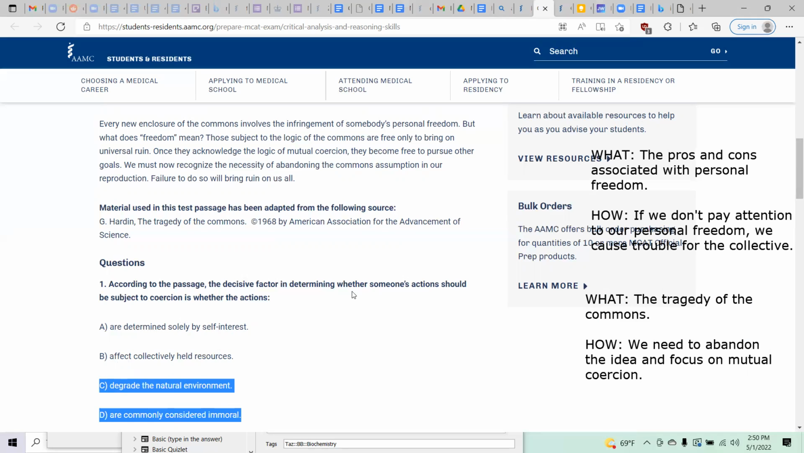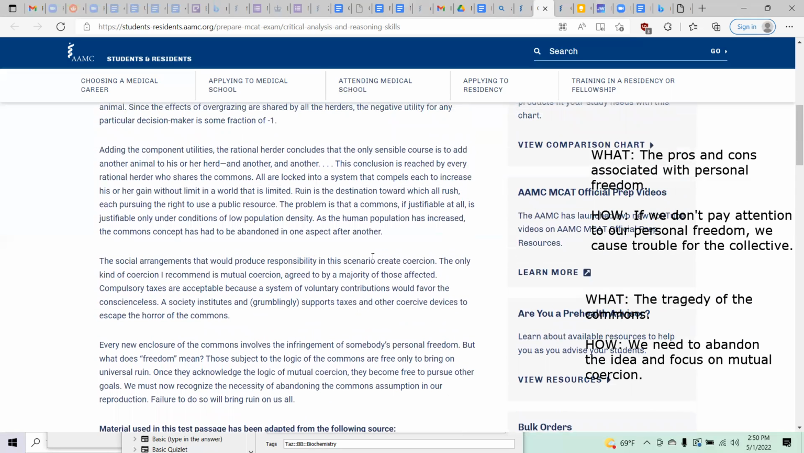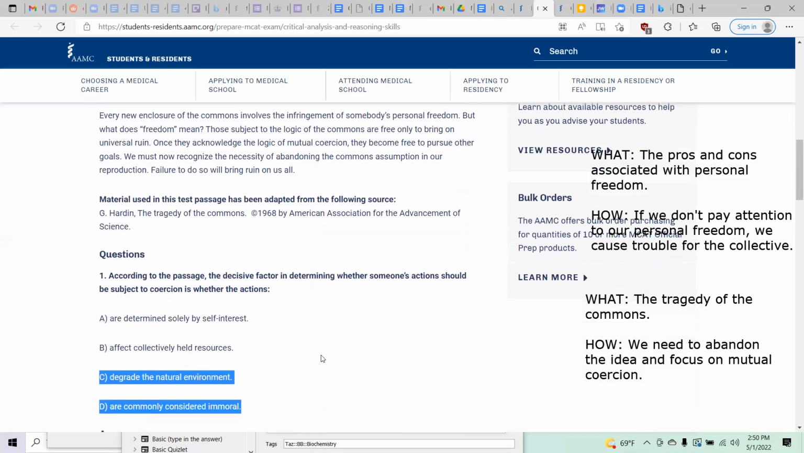So in this case, we need to think about coercion, right? Again, we're doing the keyword strategy. Subject to coercion. What does he say needs to be subject to coercion? So we look at: the only kind of coercion I recommend is mutual coercion, agreed to by a majority of those affected. The social arrangements that would produce responsibility in this scenario create coercion. So between these two, is he talking about actions determined solely by self-interest or actions that affect collectively held resources?